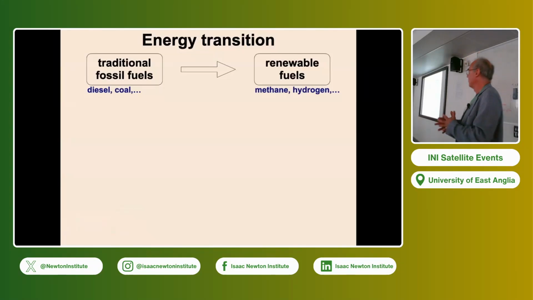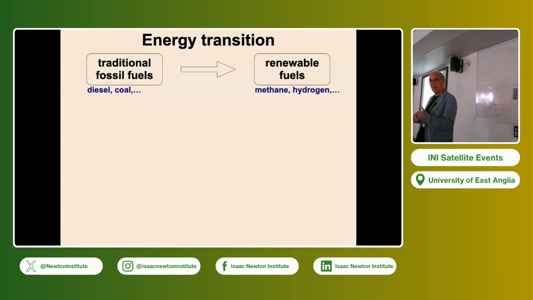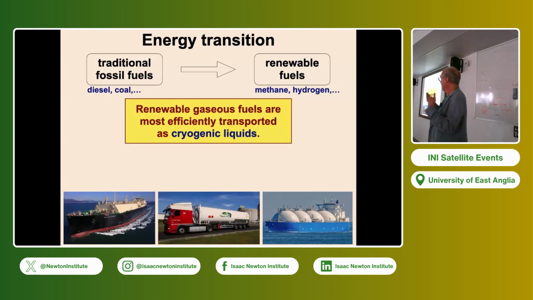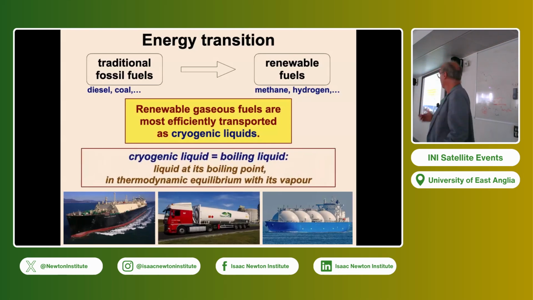The reason that we're doing this type of research is because of the energy transition, where we go from traditional fossil fuels to more renewable fuels like methane and hydrogen. Those renewable gaseous fuels are most efficiently transported as cryogenic liquids, as you can see over here. A cryogenic liquid is what I call a boiling liquid, a liquid that is at its boiling point in thermodynamic equilibrium with its own vapor.